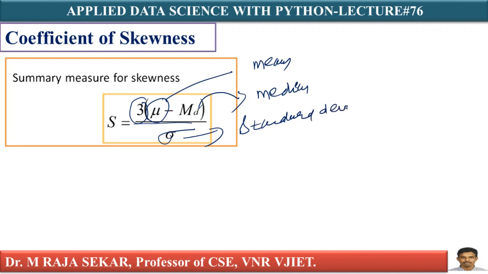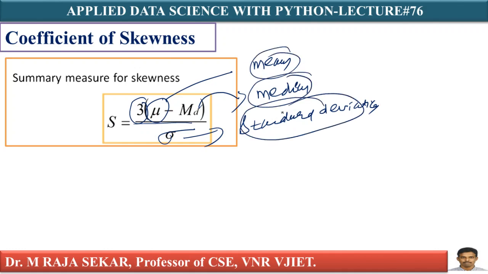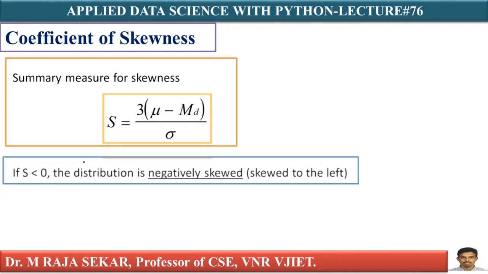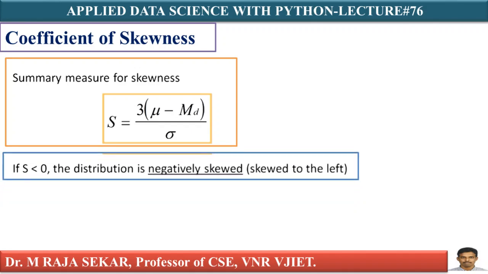When can I calculate this coefficient of skewness? I must have the mean, the median, and the standard deviation. In that case, I can calculate the coefficient of skewness. The purpose of the coefficient of skewness is to understand the skewness of the given curve. If your coefficient of skewness is less than 0, then it is negatively skewed. Skewed to the left means your tail will be stretched along the negative left side of the distribution, which we have seen in previous slides.